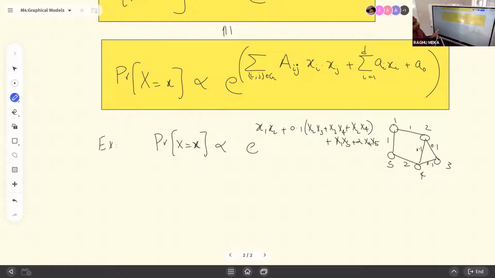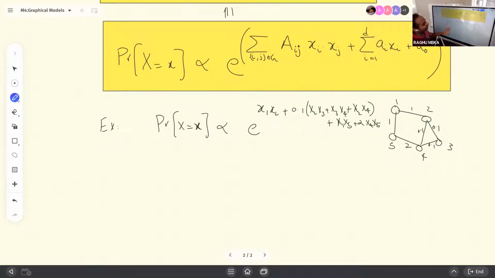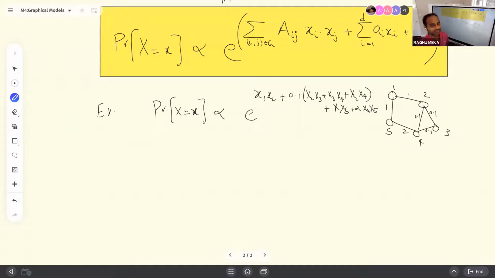And the reason they show up in physics is basically, by the laws of thermodynamics, if you think of this as some kind of charged particles which are interacting on some graph structure, then the least energy configuration corresponds to something like this, and that's where they come up from.